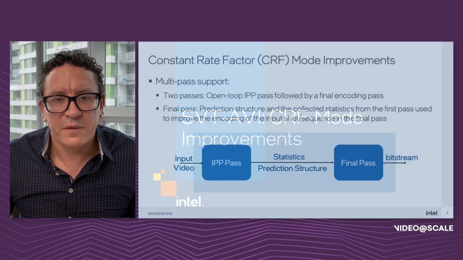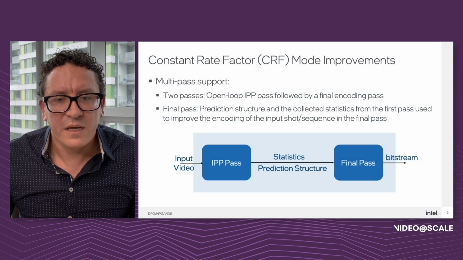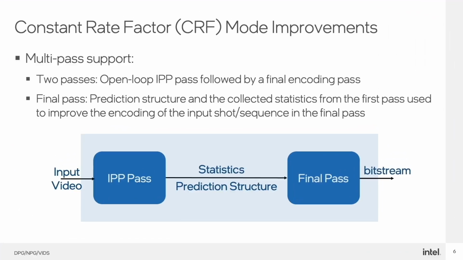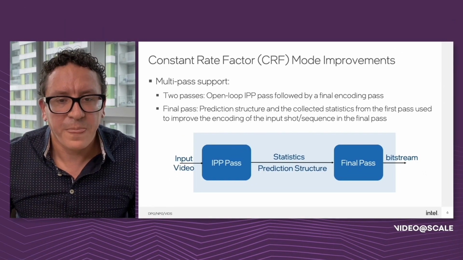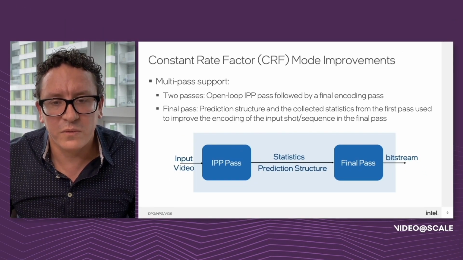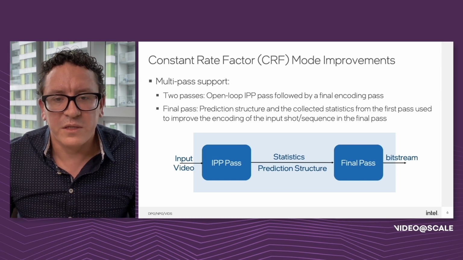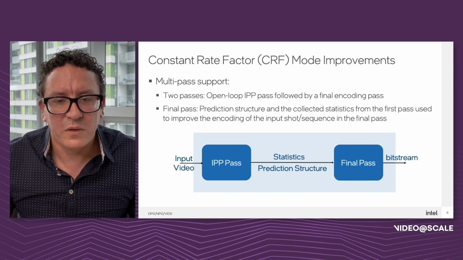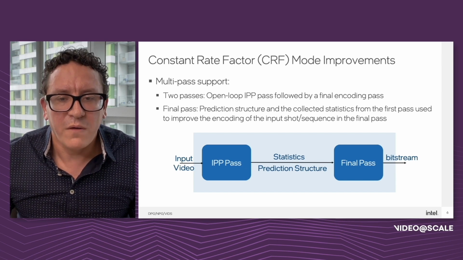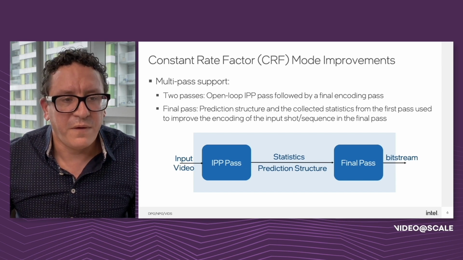Talking about CRF, we have improved the CRF mode by adopting a two-pass encoding approach, where an IPP flat prediction structure is used for the first pass, and it is designed to be configurable to obey different quality complexity trade-offs. The output of the first pass is mainly used to select the suitable prediction structure to be used by the second pass, and the statistics generated by the first pass are also used to improve the encoding of the input video in the final pass.